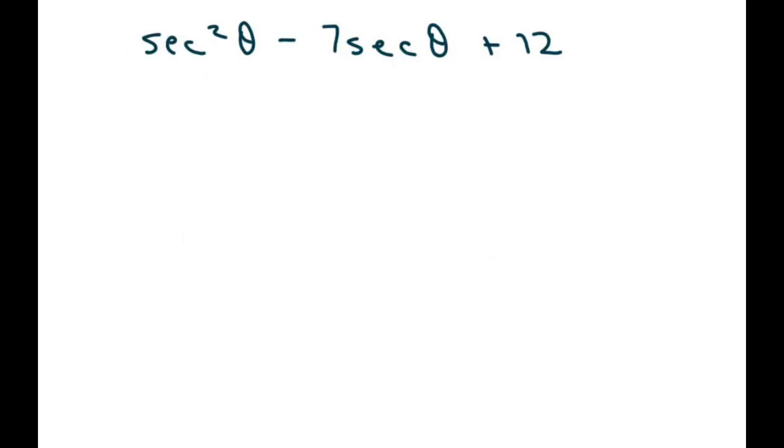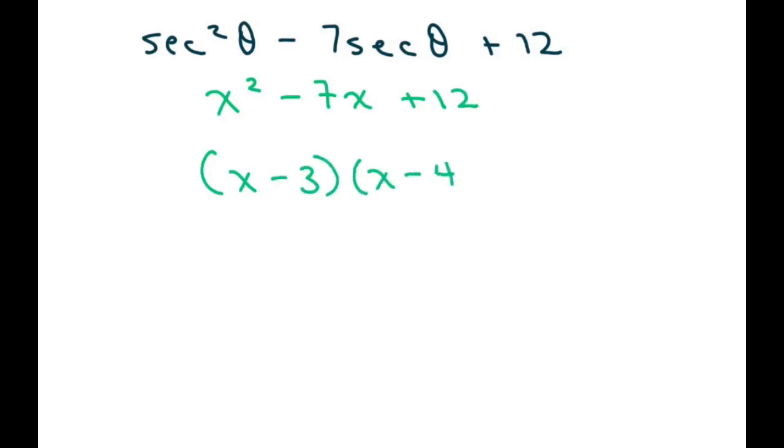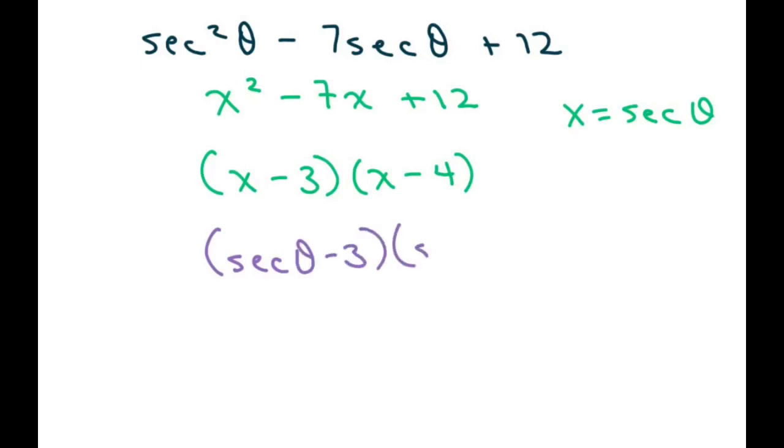Alright, this one is your trinomials. So this would be like saying if you had to factor x squared minus 7x plus 12. If we factored that, we'd get x minus 3 times x minus 4. But in our case, our x equals secant theta. So we're just going to substitute, and you get secant of theta minus 3 times secant theta minus 4.